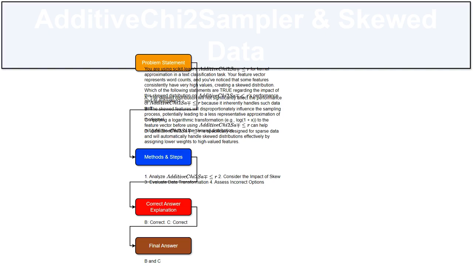I'm explaining the core issue. We're using Sklearn's AdditiveChi2Sampler for text classification. The problem is that some word counts are extremely high, causing a skewed data distribution. We need to figure out how this skew affects the sampler's performance and how to fix it.